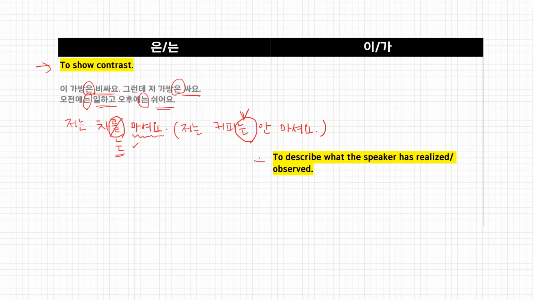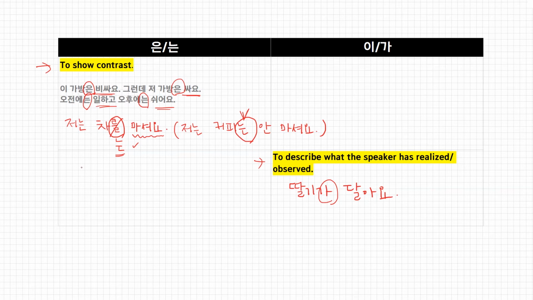이가 is used to describe what the speaker has realized or observed. For example, imagine that you are at a fruit stand and you're about to buy some strawberries, and the seller offered one to try, and you go, 딸기가 달아요. By using 이가, you're saying the one that I tried is sweet.